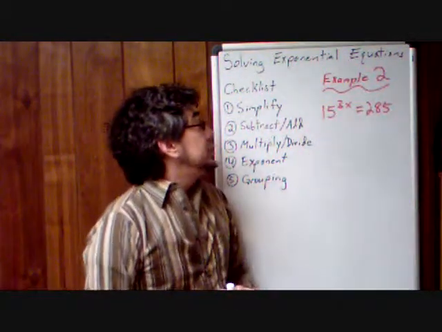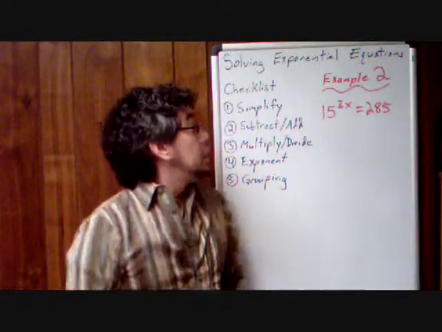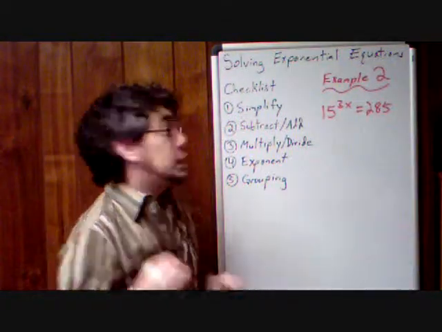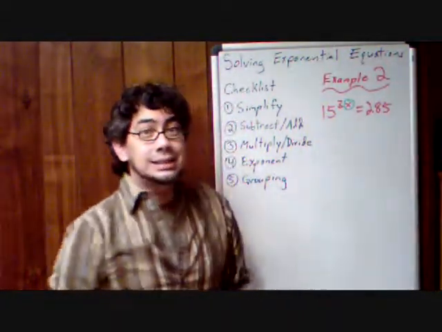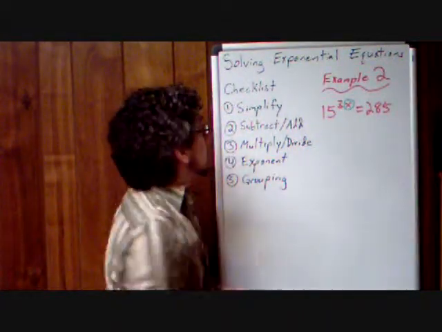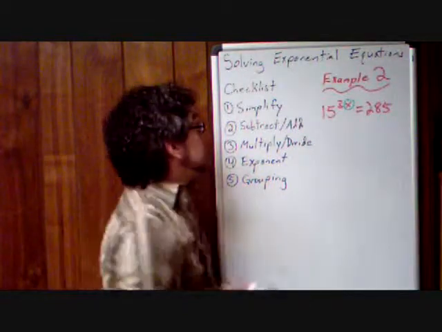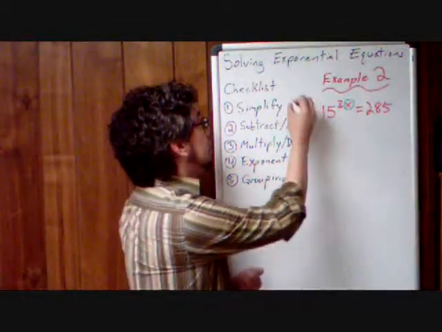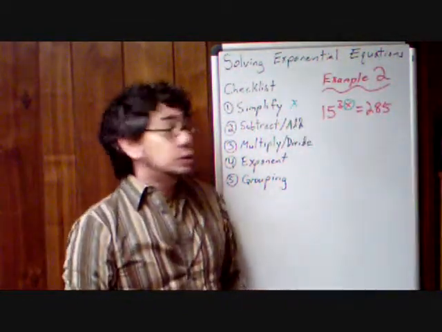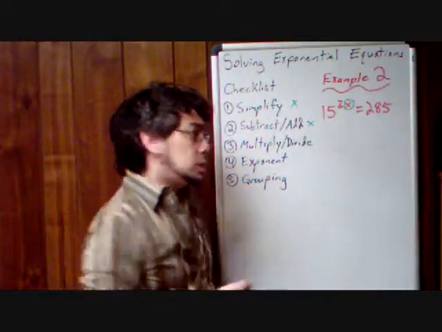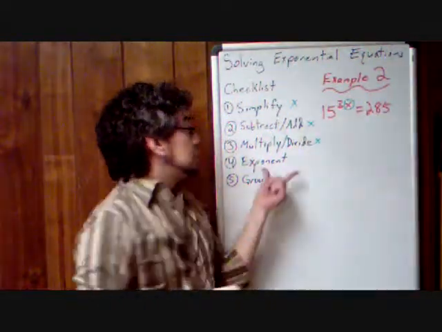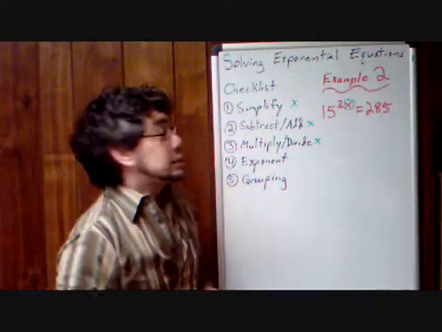Well, if we look at our equation, 15 to the power of 3x equals 285. As with all equations, we're trying to isolate the x. So if we start going through our steps, we can see simplifying, none of that. Add, subtract, none of that. Multiply, divide, well, right now, none of that. So now we can finally see what this exponent step will look like.